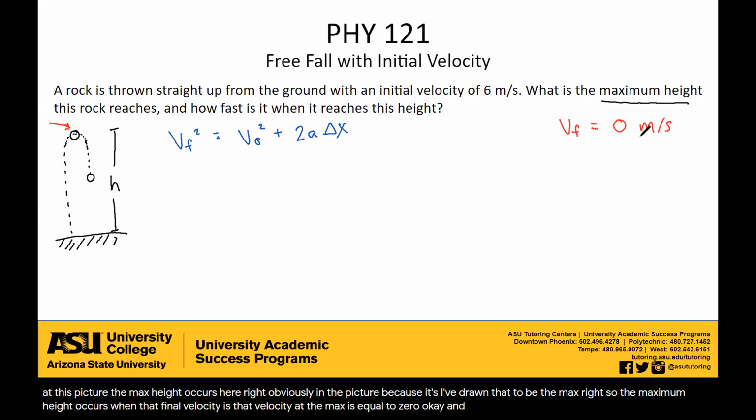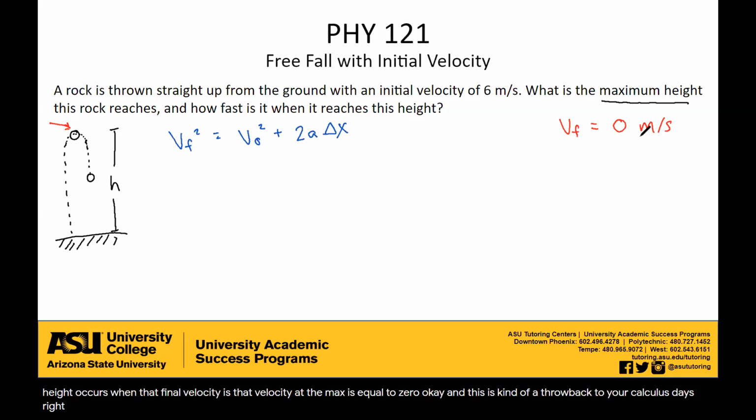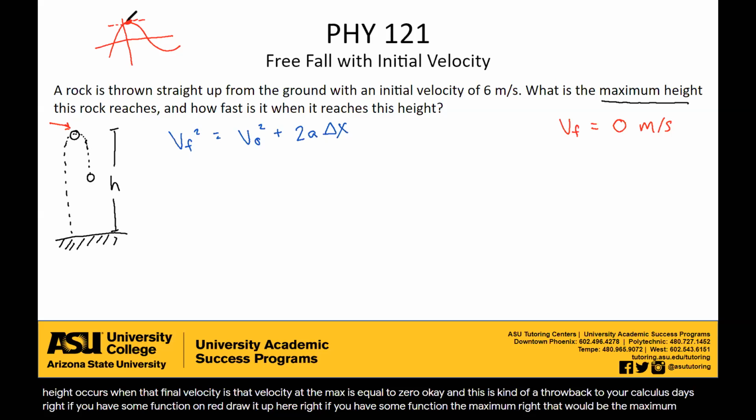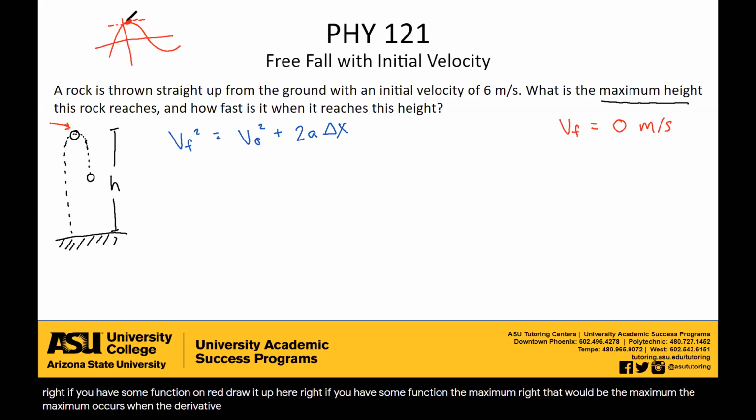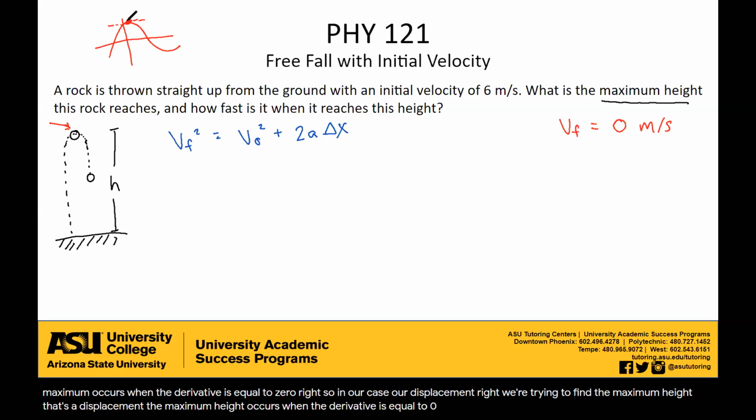This is a throwback to your calculus days. If you have some function, the maximum occurs when the derivative is equal to 0. In our case, we're trying to find a maximum height, which is a displacement. The maximum height occurs when the derivative is equal to 0, so it occurs when your velocity is equal to 0, because velocity is the derivative of your displacement. So that final velocity equals 0.